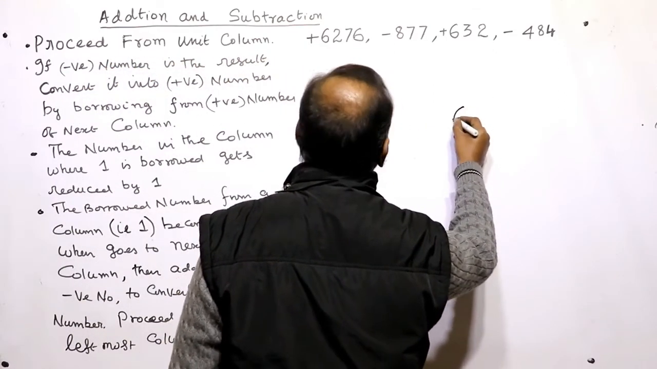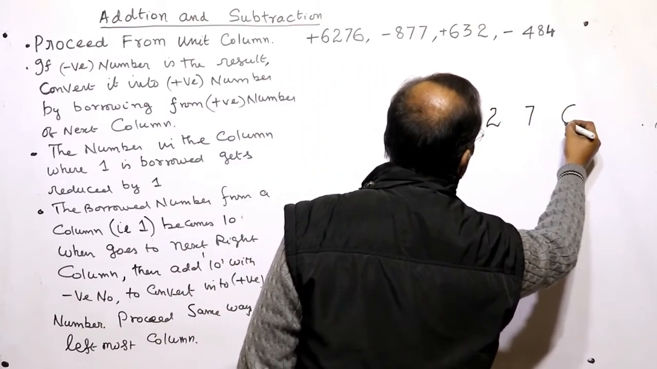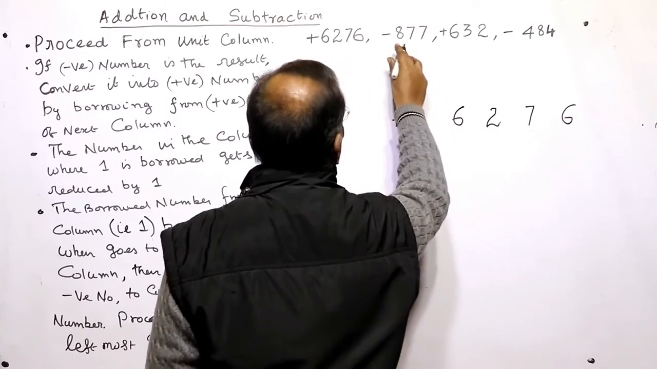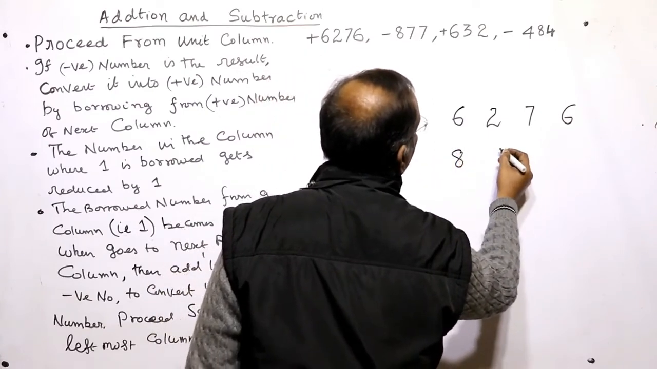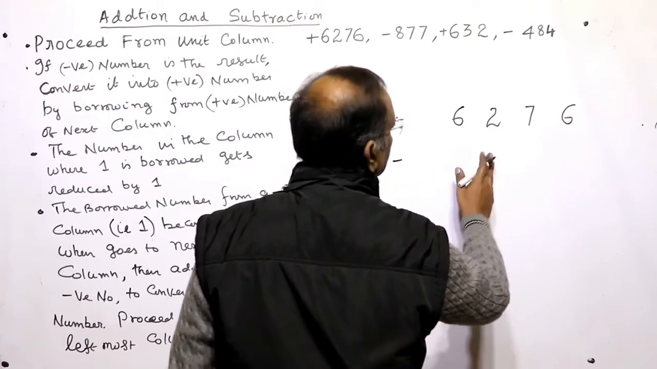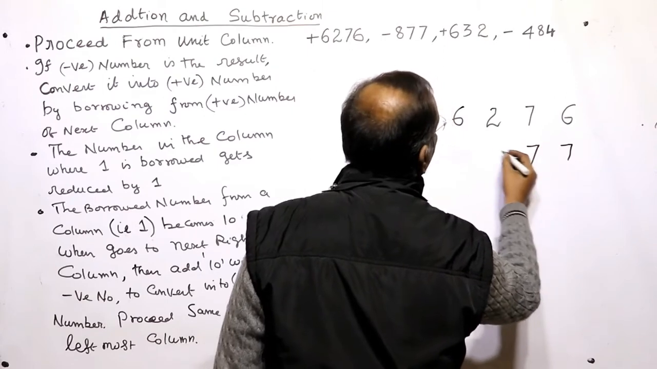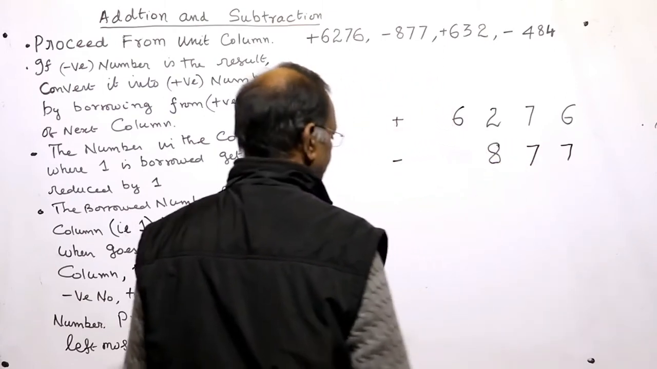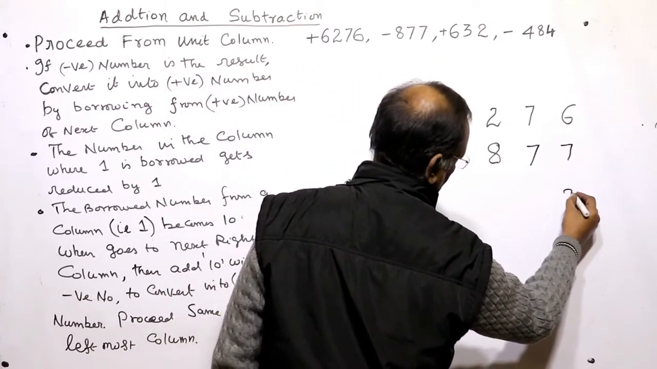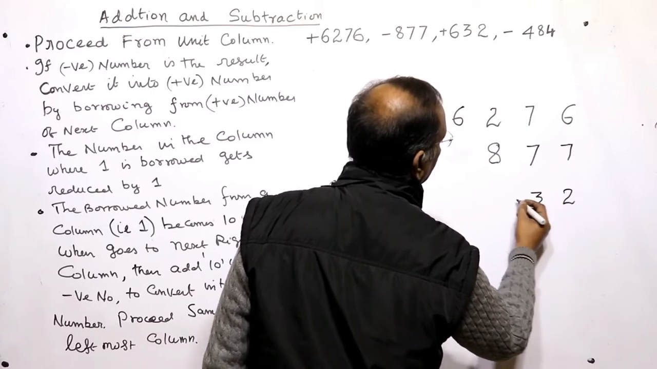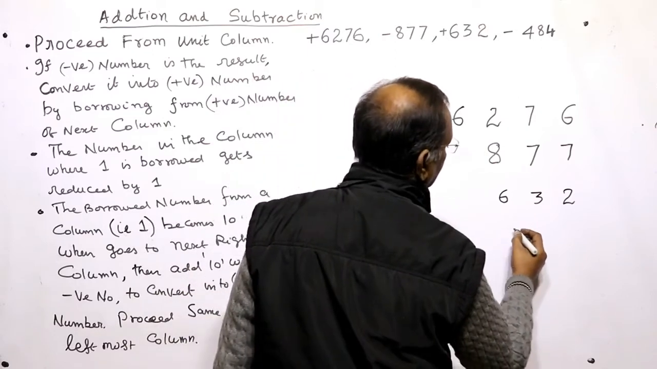Let us write the numbers. That is 6, 2, 7, 6. This is a positive number, and from this number we are going to subtract 8, 7, 7. So we have to align from the right. That is 7, 7, 8. The next number added is 632, plus 2, 3, 6, and subtracting another number, 484.